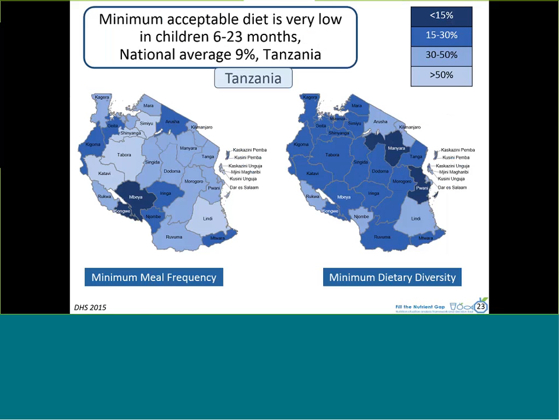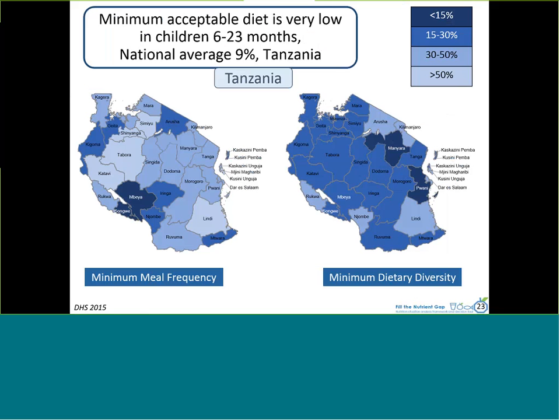And here you can see that minimum acceptable diet was very low across the country. On average, about 9% of children only met a minimum acceptable diet. You can see that minimum meal frequency was much better on the whole than minimum dietary diversity. But minimum dietary diversity across all of the regions was not particularly good. And even the best regions showed only about 50% of children meeting a minimum acceptable diet.